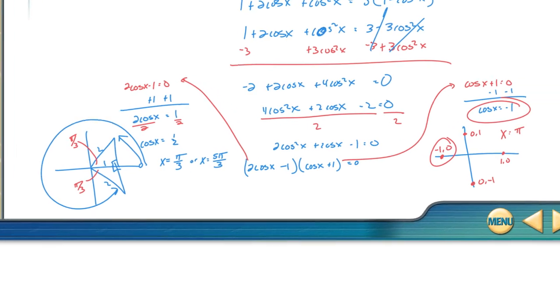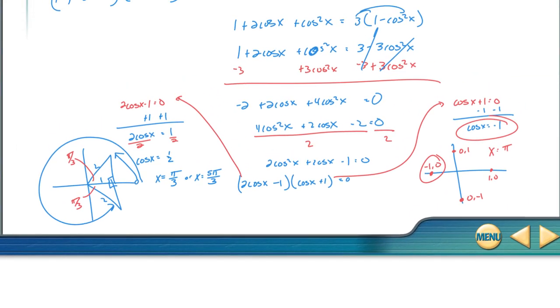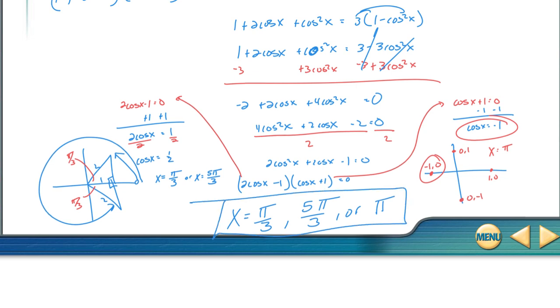So ultimately, if I look at all my possible answers, x equals pi over 3, 5 pi over 3, or pi. And that's that.